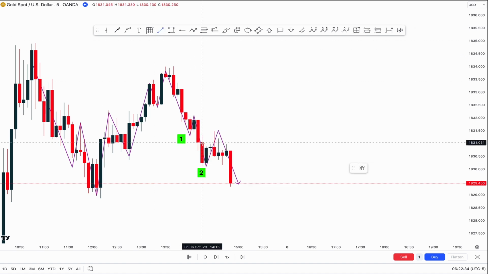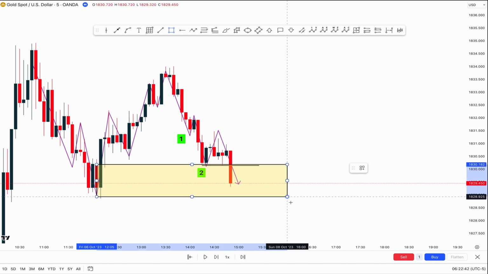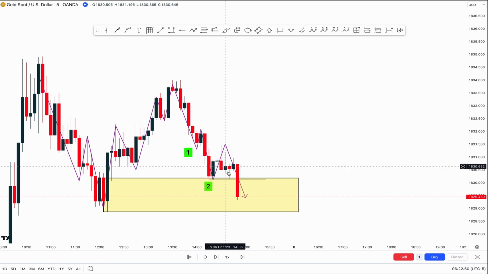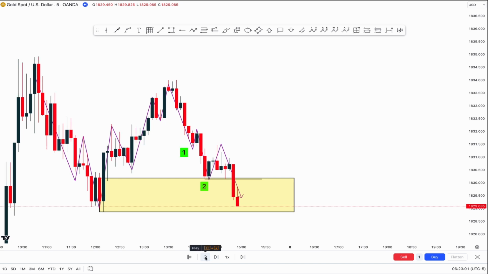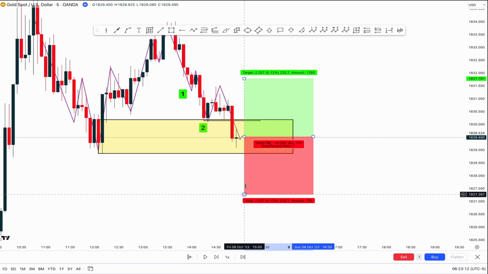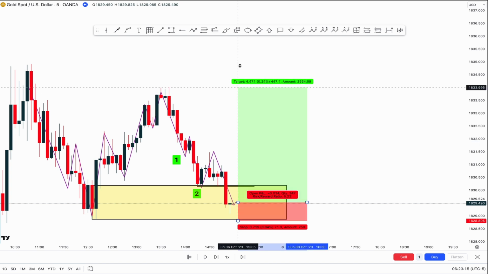So after price has broken this low here, we can see that right now we have a demand zone on this side. This is still gold on the 5 minutes. Because the market is still in the demand zone, we will wait for a bullish candlestick. Let's see. The market tried. Okay, we have a bullish candlestick over here. We will enter the market like this, put a stop loss below, target this high here.